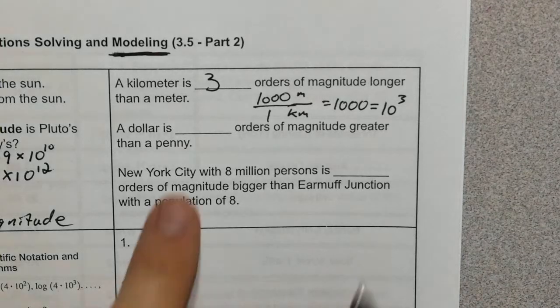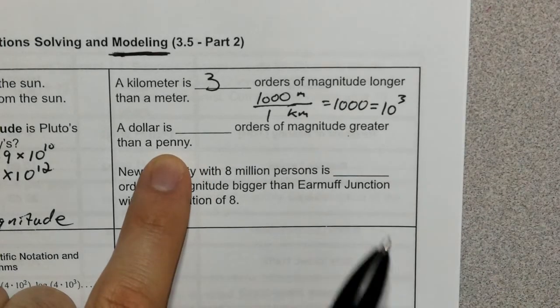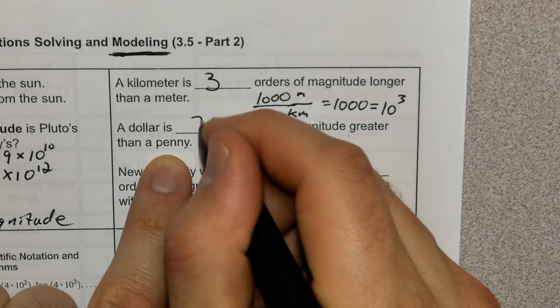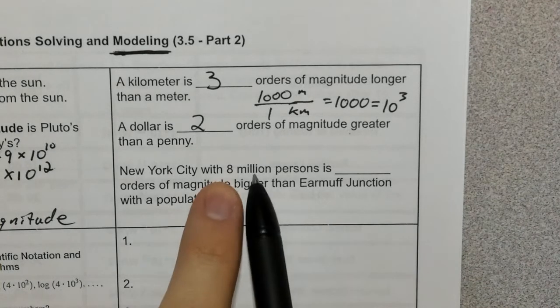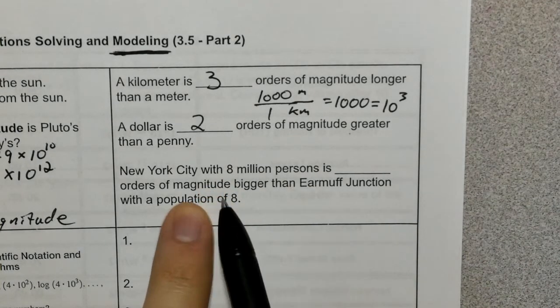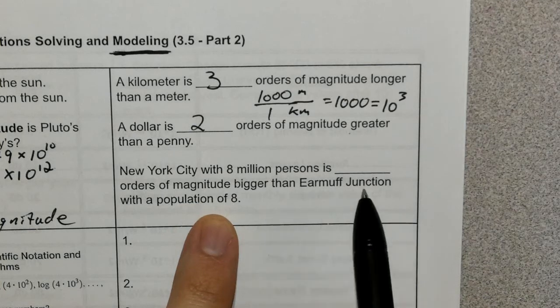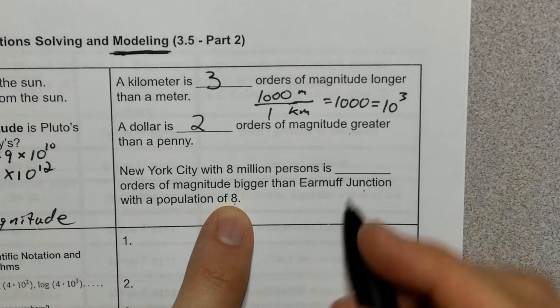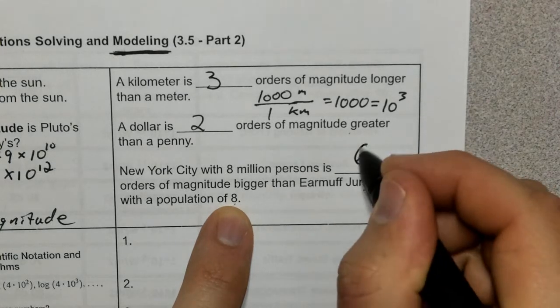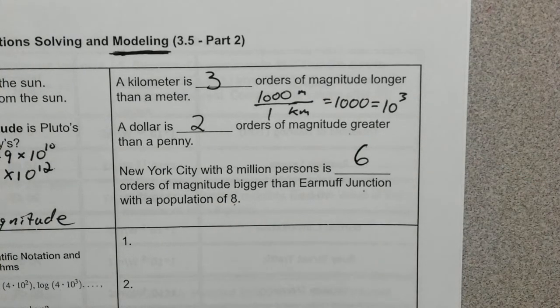All right. A dollar then is how many orders of magnitude greater than a penny? 2. Which means it's 100 times greater than a penny, right? Okay, so New York City with 8 million persons is how many orders of magnitude bigger than Earmuff Junction with a population of 8? 6 is right. Okay, cool. So that's orders of magnitude. Any questions on that one?